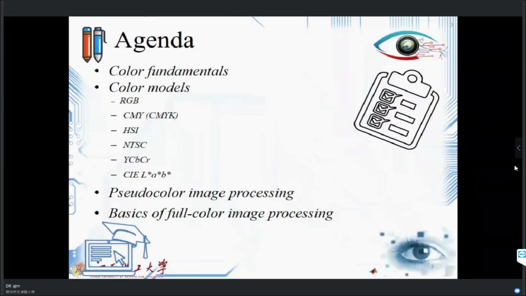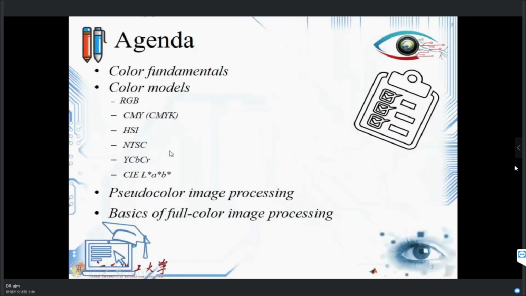And then pseudo color image processing and basics of full color image processing we will see in this chapter, along with some MATLAB coding and MATLAB activity that we will review in each part of the lecture. Today, on the second lecture, we have one talk from a student, which is the last one, very main one. And the student talks will also be over today officially.